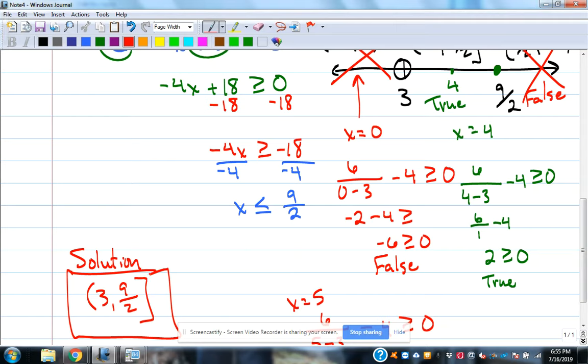Test points at the end are the critical part of this. All the other part is rational stuff. It's just like the equations. The test points at the end are key, okay, to solving this and finding out which parts work and which parts don't work. Okay.